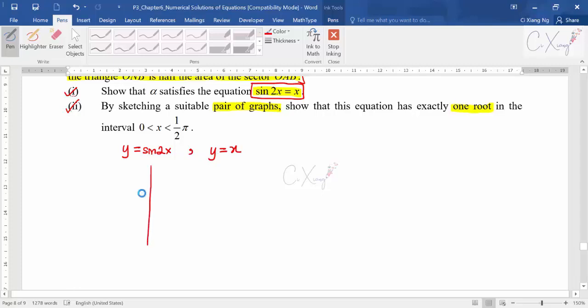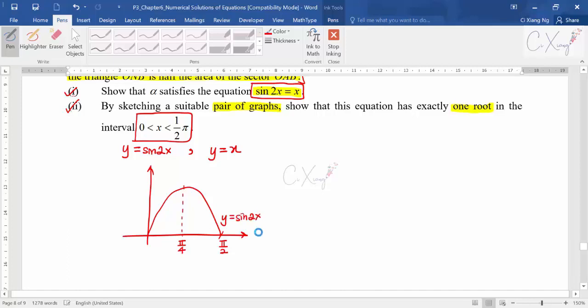For me, I will just sketch it out for you. There are no steps that you need to list out. You just need to sketch it out only. So I'm having my sine 2x graph. The interval that they want to show is from 0 until 90 degrees, which is pi over 2. If I sketch from 0 until pi over 2, my sine graph will be something like this. This is pi over 2, and the maximum point here will be pi over 4. So this graph is y equals sine 2x.